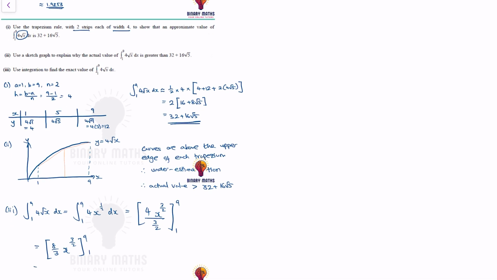Now I need to just substitute in. So 8 over 3 times 9 to the power of 3 over 2, take away 8 over 3 times 1 to the power of 3 over 2. Which gives you, for the first value, 72. And for the second value, you just get 72 minus 8 over 3. If you put that into your calculator, you end up getting 208 over 3.